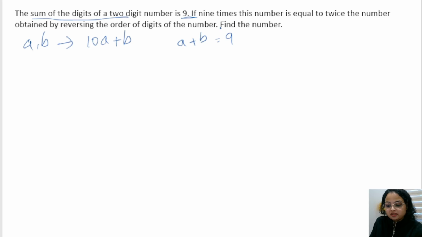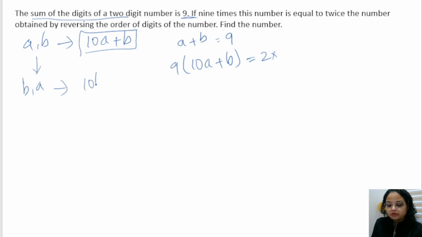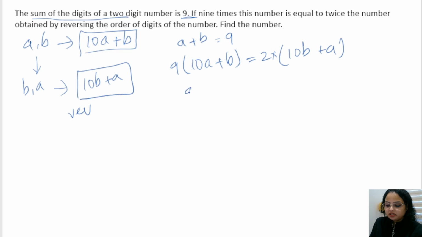And if 9 times this number, 9 into (10A + B), is equal to twice, 2 times, the number obtained by reversing the order of the digits. If we reverse the order of the digits, it will be B and A, so the number will be 10B + A. This is the number if the digits are reversed. So this 2 times (10B + A) will simplify: 90A + 9B = 20B + 2A.